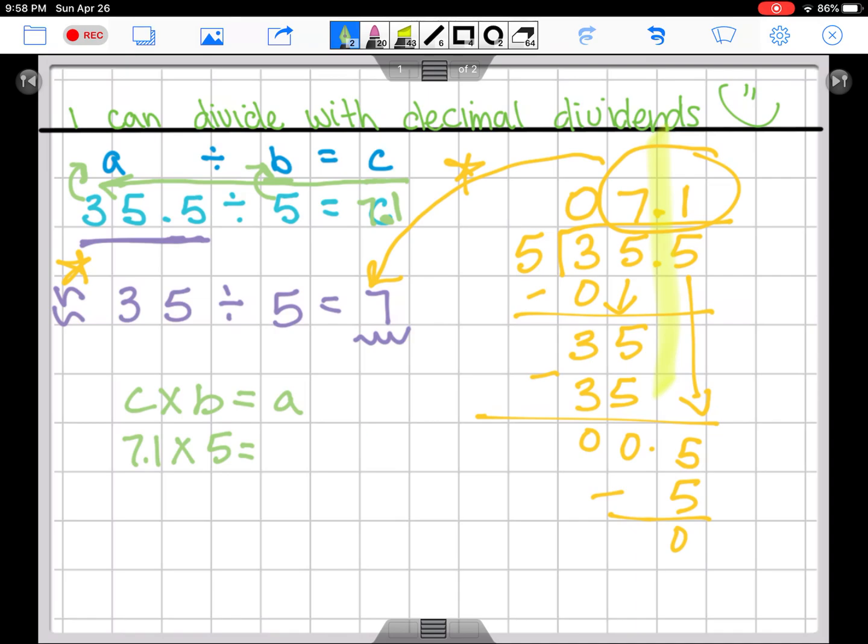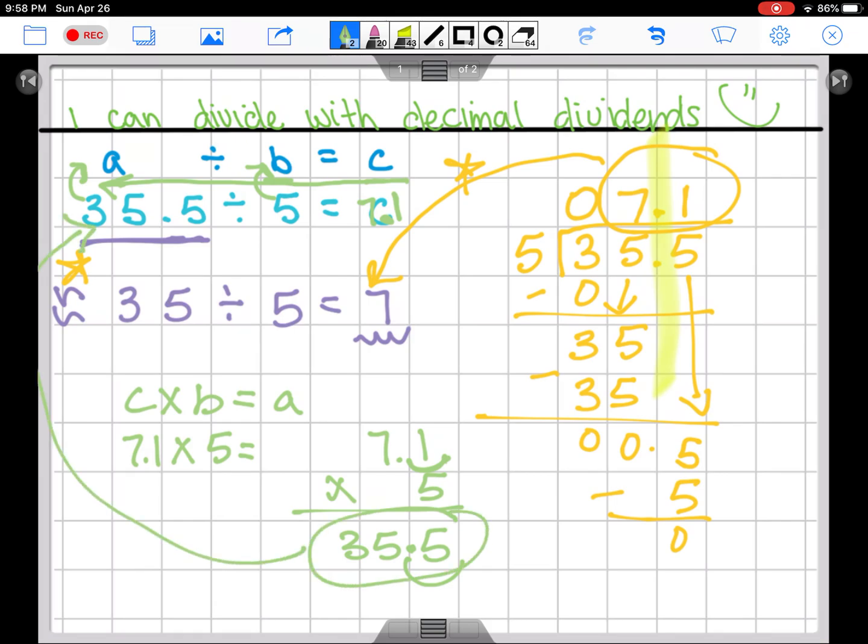Let's just check that. 7 and 1/10 multiplied by 5. 5 times 1 is 5. 5 times 7 is 35. We know our answer is not 355 because one of our factors has a 10th in it, which means we're going to carry that 10th right down into this answer because this factor of 5 has no decimal places. So we will end up with 35 and a half, which will match right up here to our original dividend. We have done a stellar job, team members.